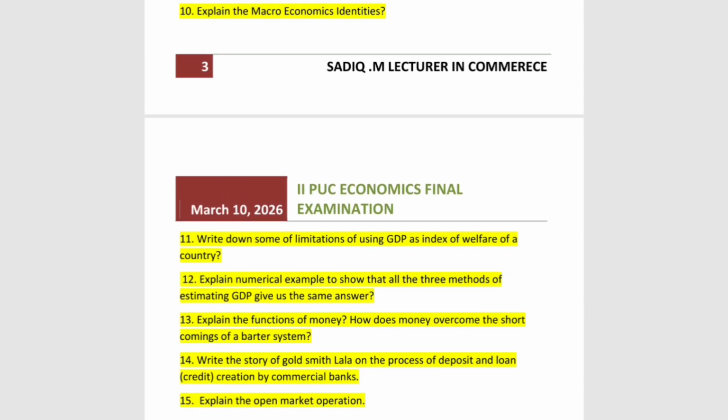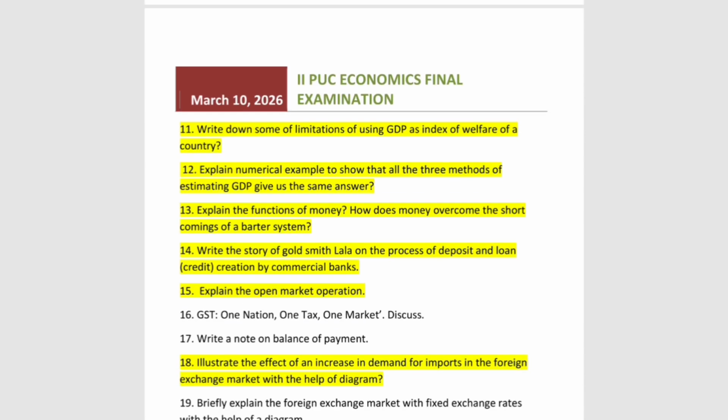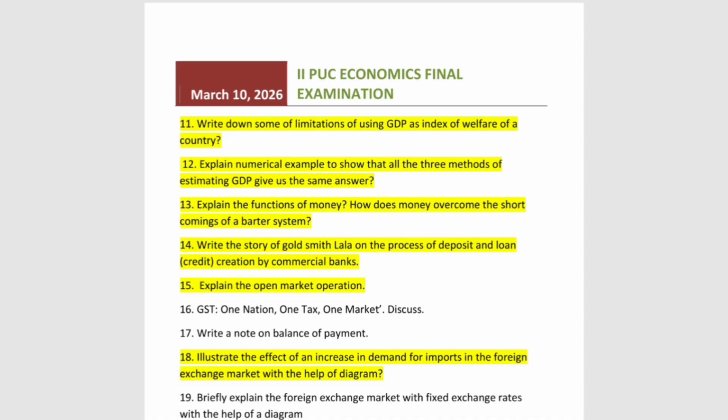So one question definitely in the theoretical point of view, they are going to be asking. So the next question which I have taken is from money and banking. Explain the functions of money. How does money overcome the shortcomings of a barter system? The next question which I have taken is write the story of Goldsmith Lala on the process of deposit and loan credit creation of commercial banks. After that, I have taken explain the open market operations. So these 3 questions are very, very important. One question from these 3 is definitely going to be asked.